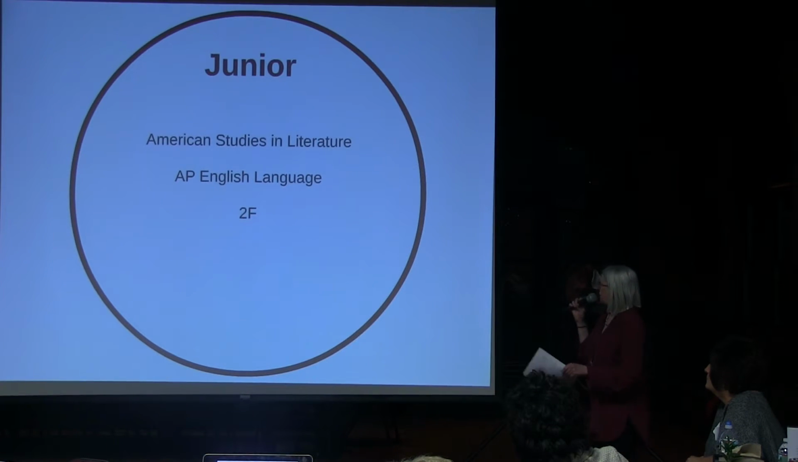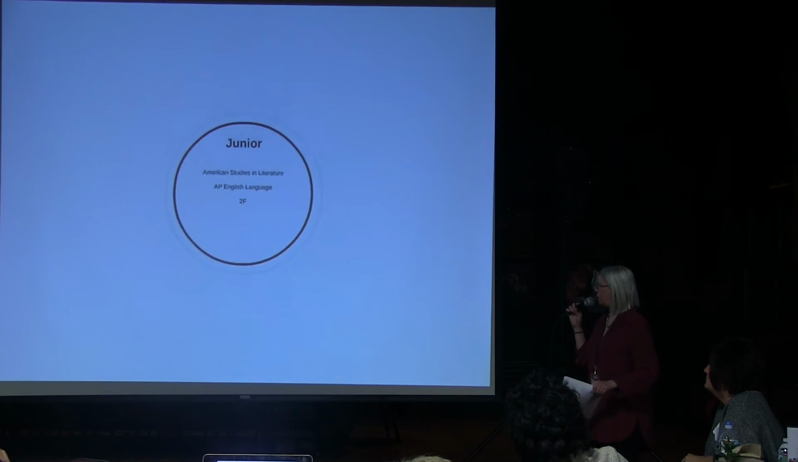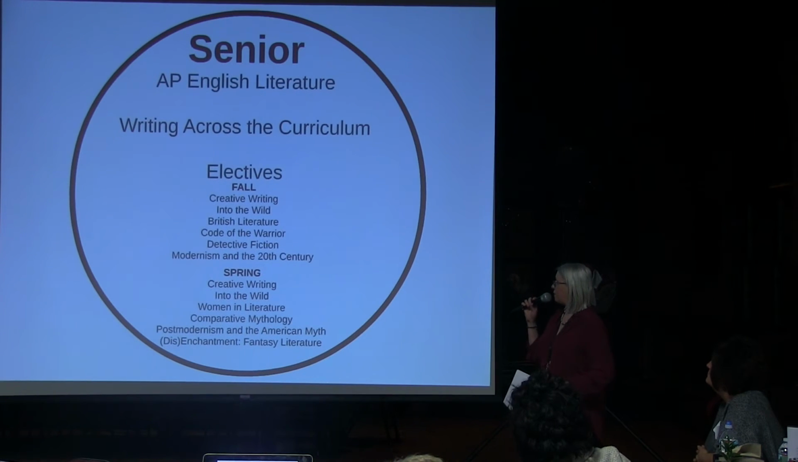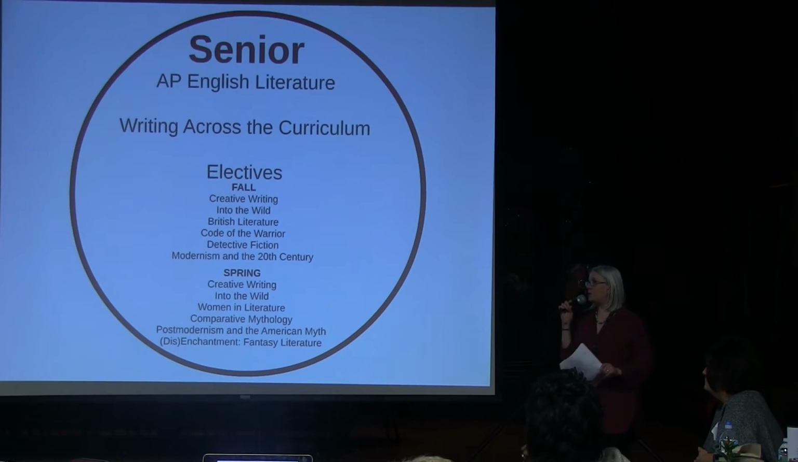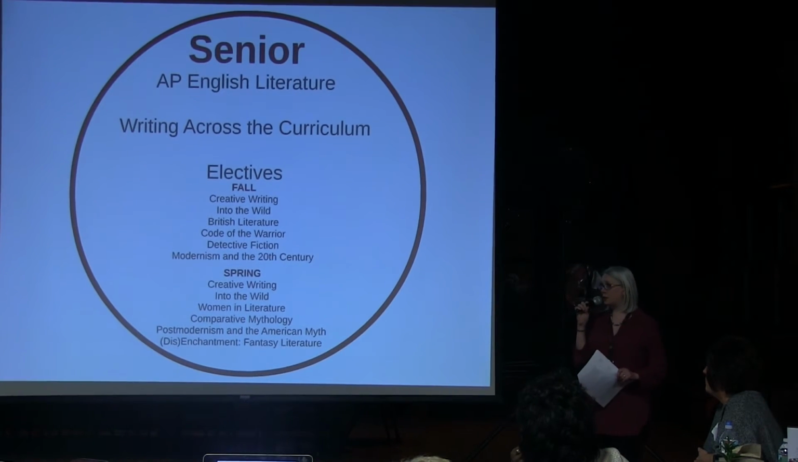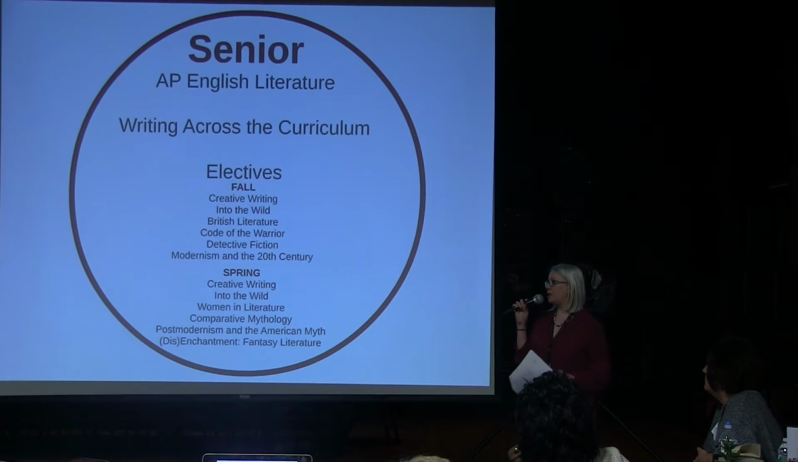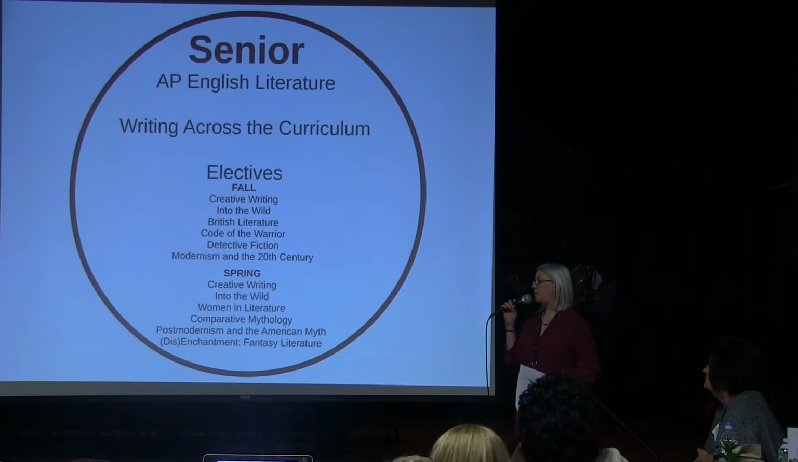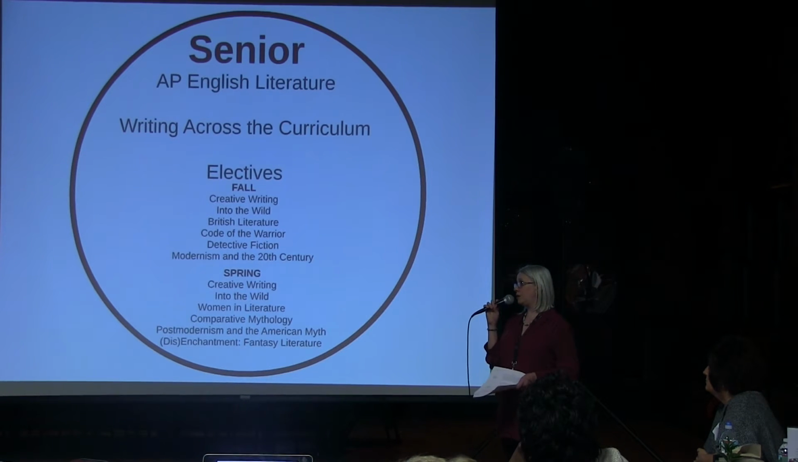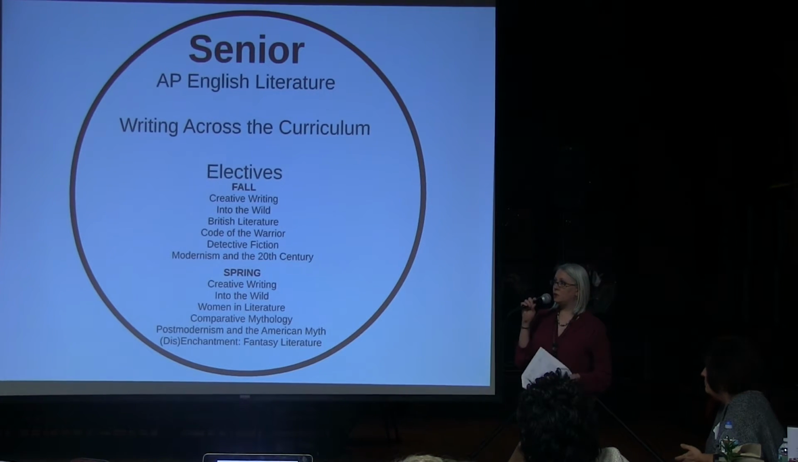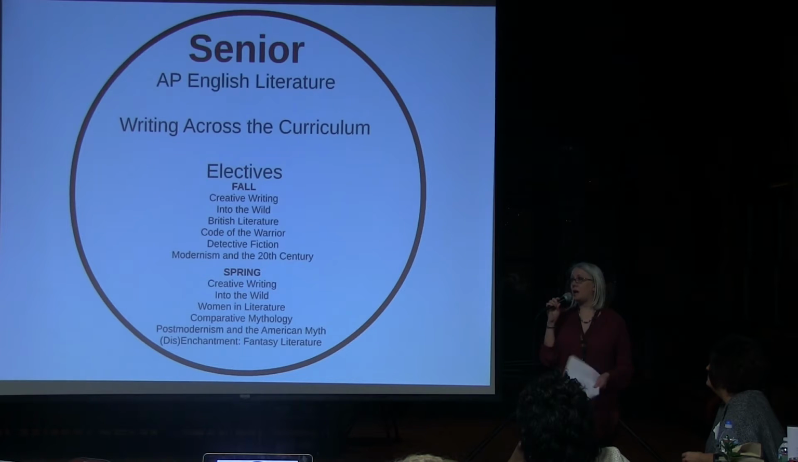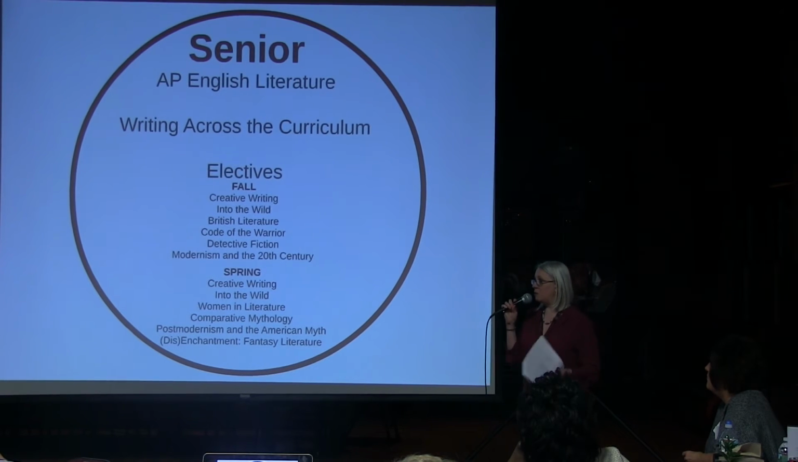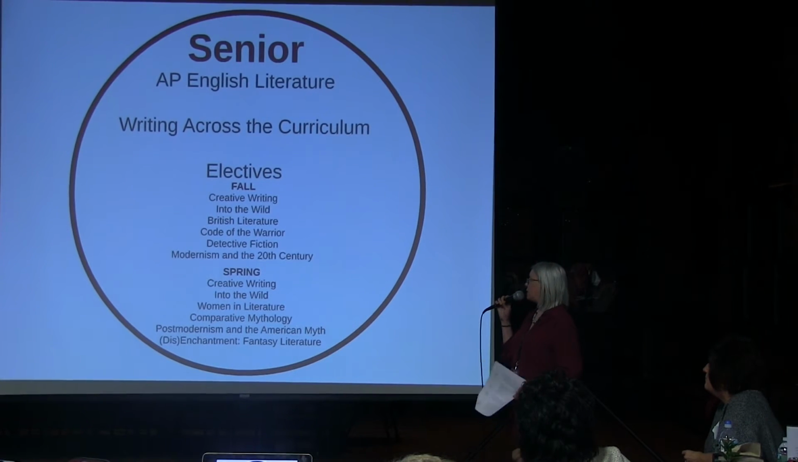And in our senior year, we have a lot of electives in addition to a second AP course that we offer, AP English Literature. Now we do have a lot of students who take AP English Language in their junior year and move on to take AP English Literature also in their senior year. But we also have quite a few students who decide AP English Language, one AP, was what they wanted to take and move on to take electives.